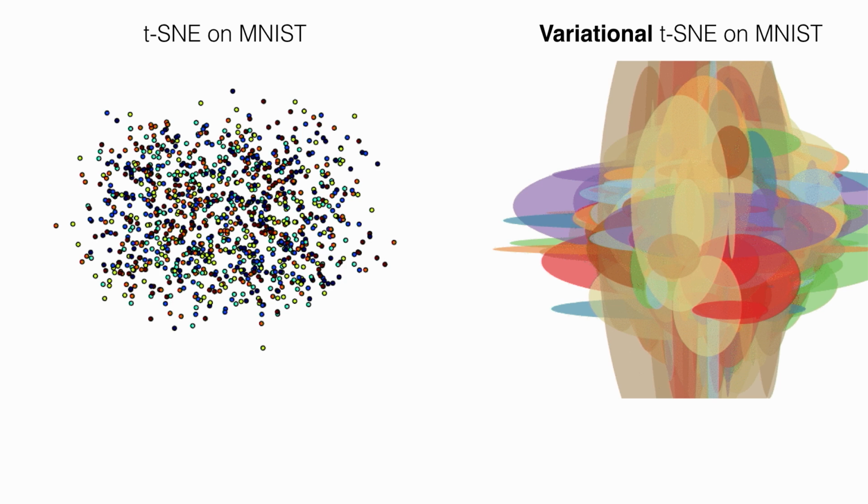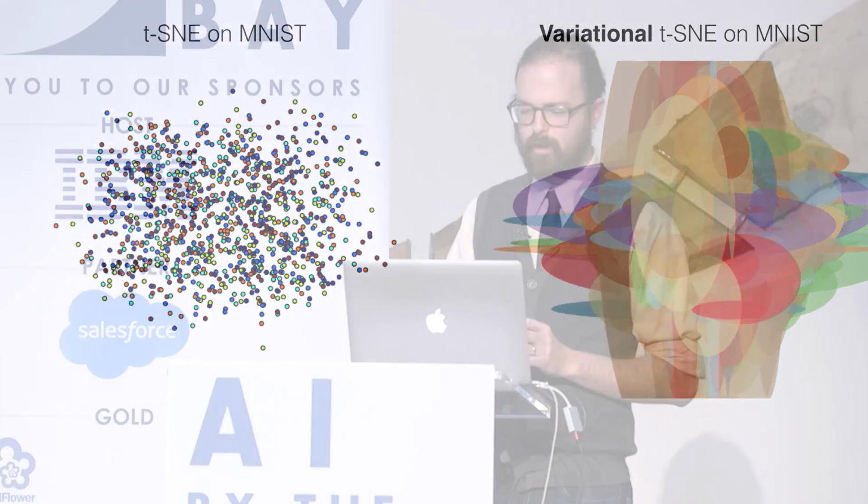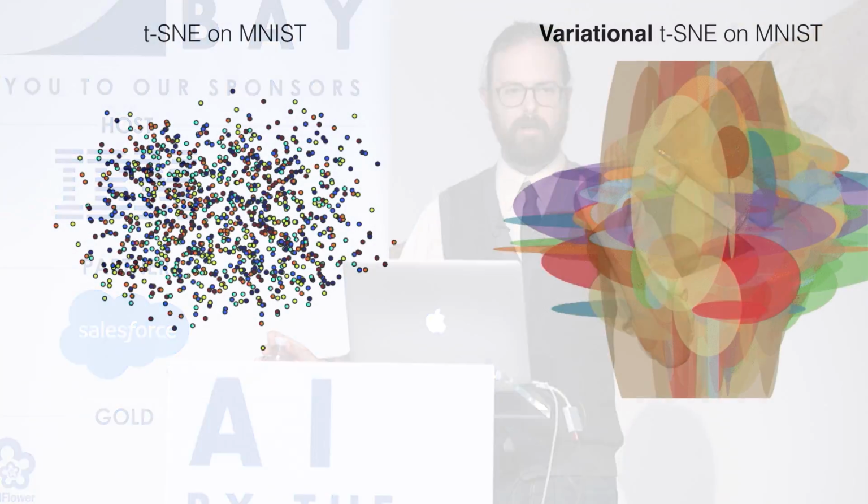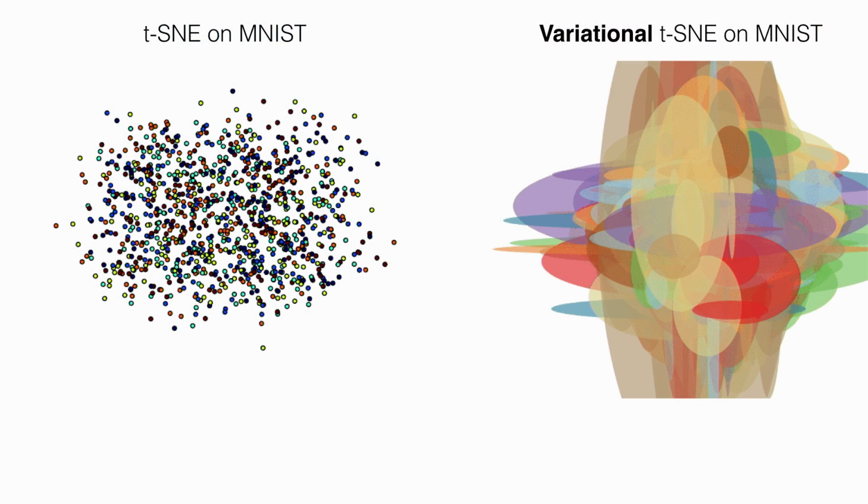On the left-hand side, I'm going to turn on the movie in just a second, is a traditional point estimate of t-SNE on raw MNIST pixels. So no deep learning, just looking at the raw pixels. And on the right-hand side, it's exactly the same data set, but I'm going to use a variational form of t-SNE. So I'm going to start in just a second, but I want you guys to notice from the get-go that the ellipses on the right-hand side are huge, right? So my model is very uncertain about where these points should be.